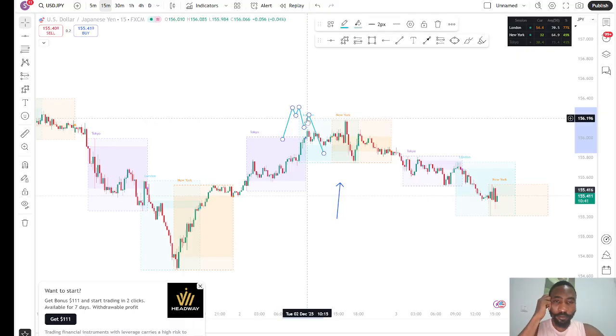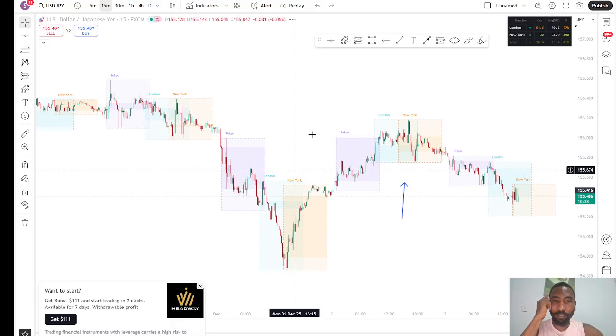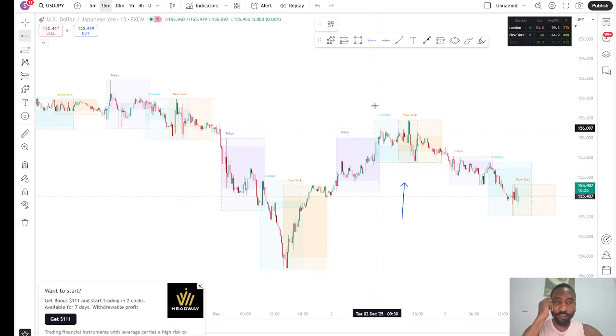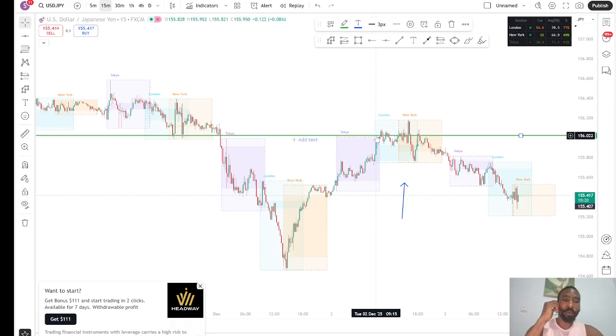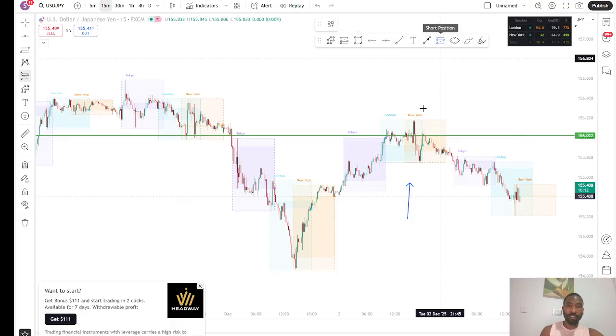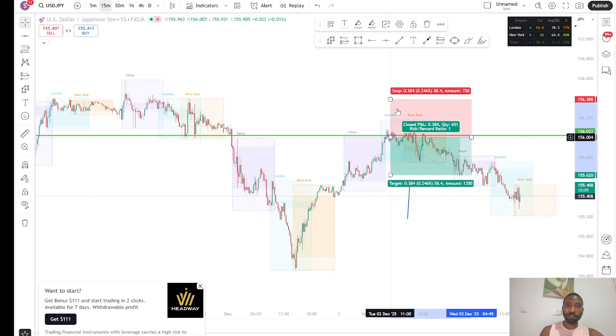Again, remember that I did not enter my trade immediately when the market got to the key zone. If I was supposed to, I would have entered my trade at the key zone here, which is not bad. You can enter at the key zone, but it means that when you enter around here, your stop loss has to be very, very large, because you want to give it room. You don't know what is going to happen.